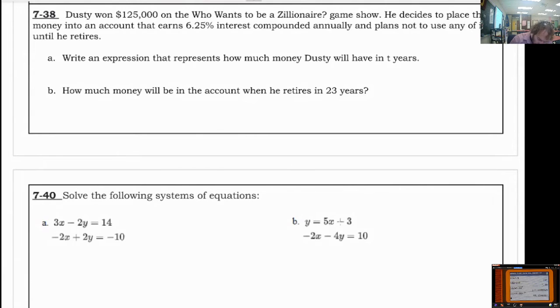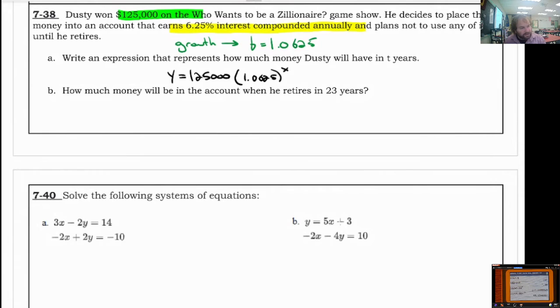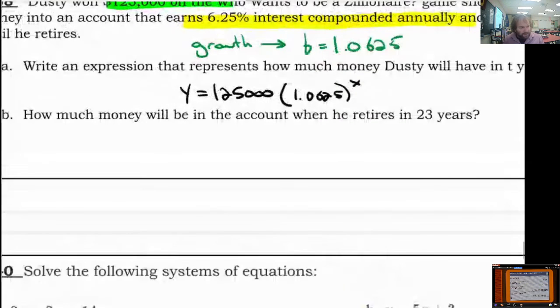Well, okay. We're starting with the 0th term, which is how much money he has. And he's earning 6.25% interest compounded annually. This is growth, by the way. So we want to take that 0.0625 and put a 1 in front of it. So the multiplier we're going to use is 1.0625, like that. So I believe our expression is going to be something like this. Y equals 125,000 times 1.0625, all raised to the x power. We're taking $125,000 and multiplying it by 1.0625 every year.